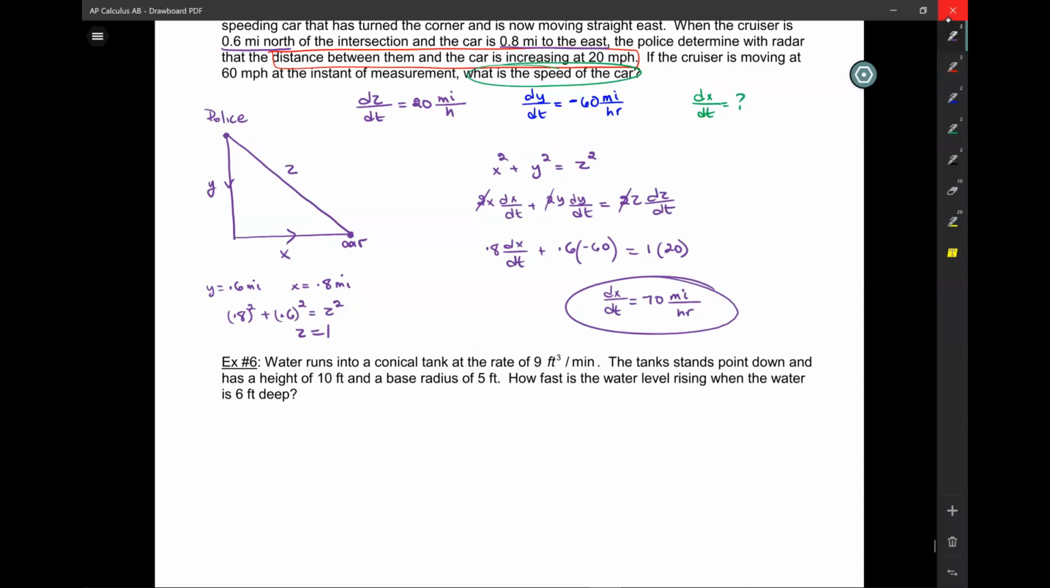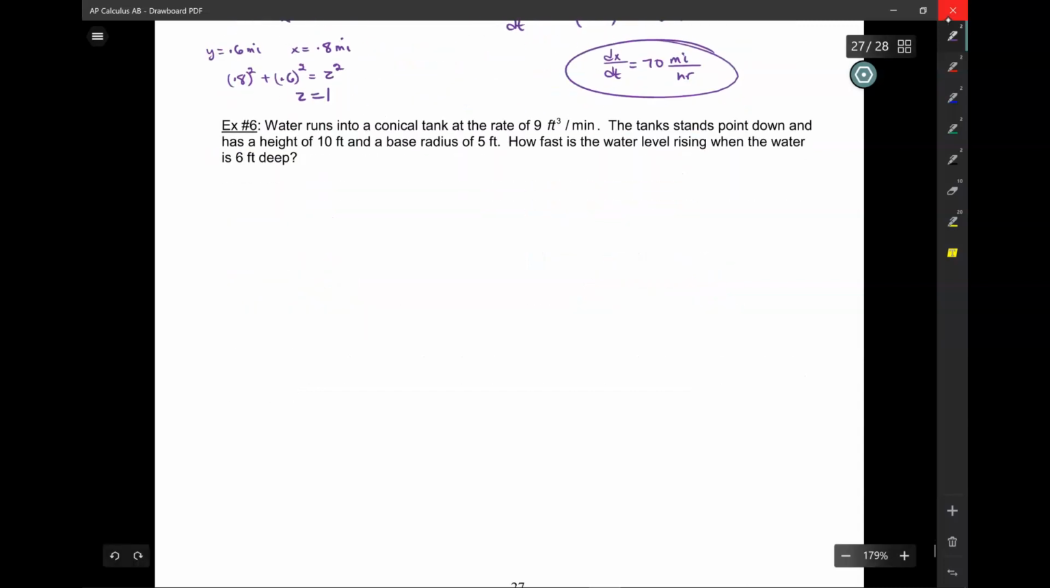Okay? All right. These are all stereotypical related rates questions. If I think of related rates, I think of an angle changing, like tangent. I think of x, y, z, Pythagorean theorem. And then another thing that comes to my mind is a conical tank. What the heck is a conical tank? Well, that's example 6.